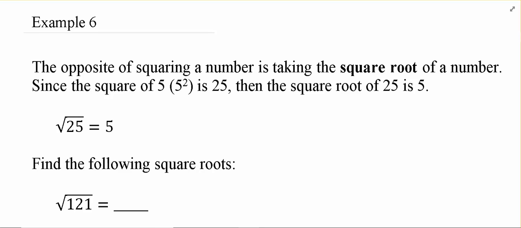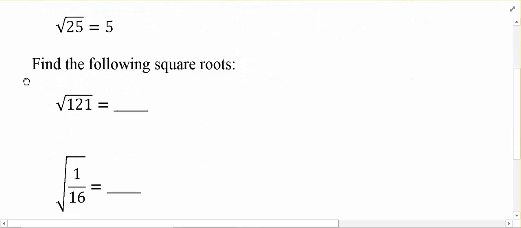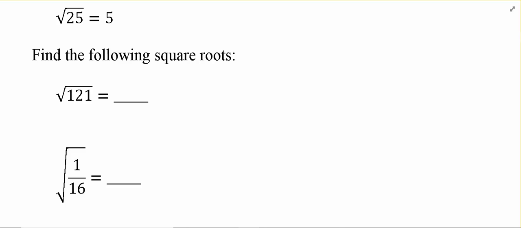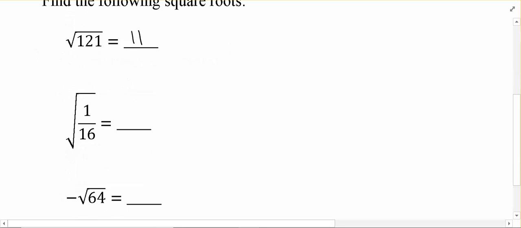a number. So we know that when you square 5, you get 25. So that means that to undo 25 should get you back to 5. And sure enough, the square root of 25 is 5. And so that's what's meant by square root: what squared equals this. So the square root of 121 should be 11 because 11 squared gets you 121.